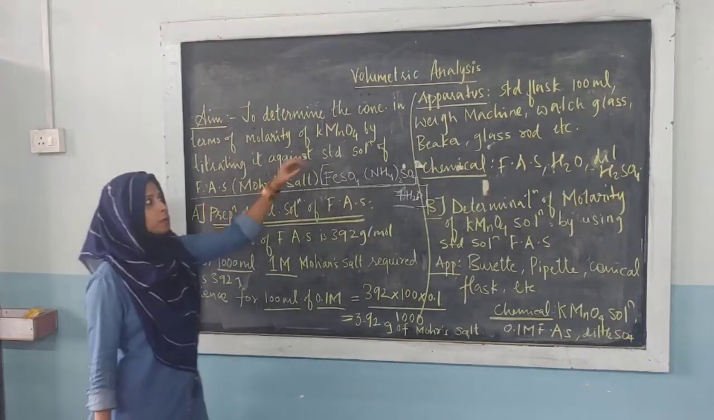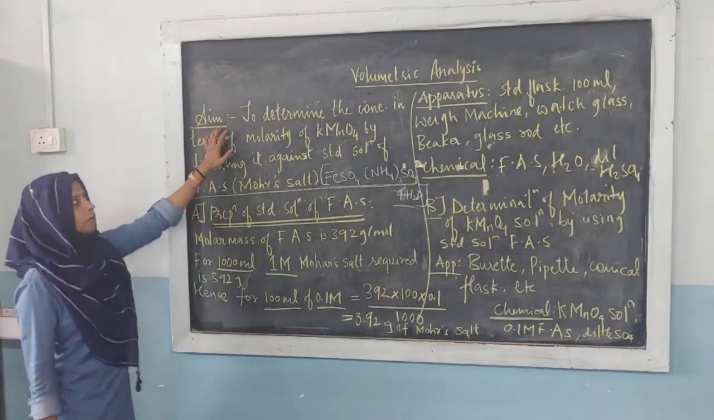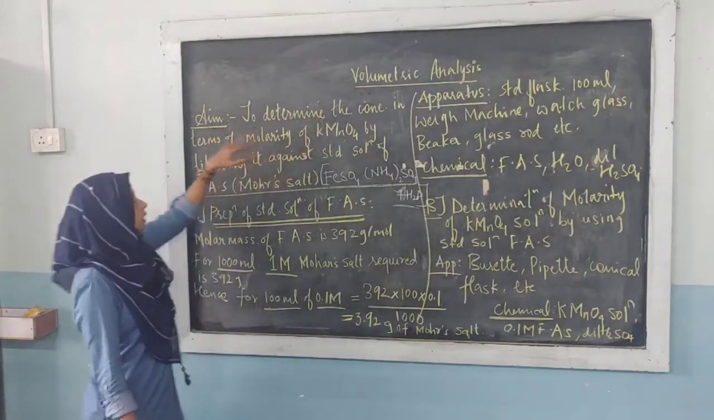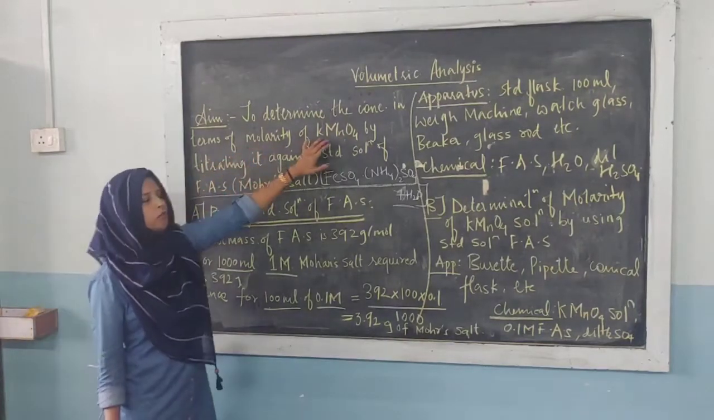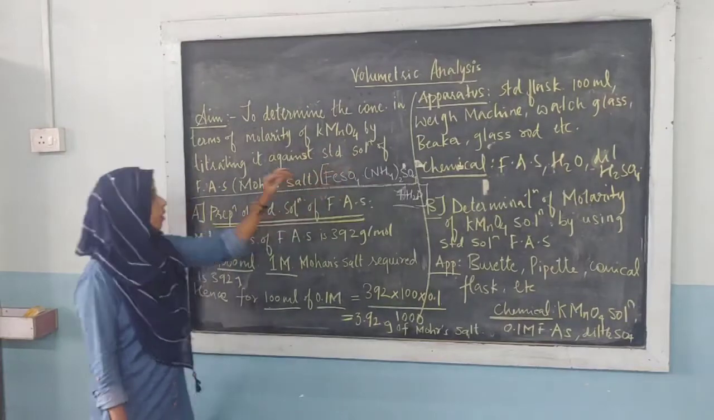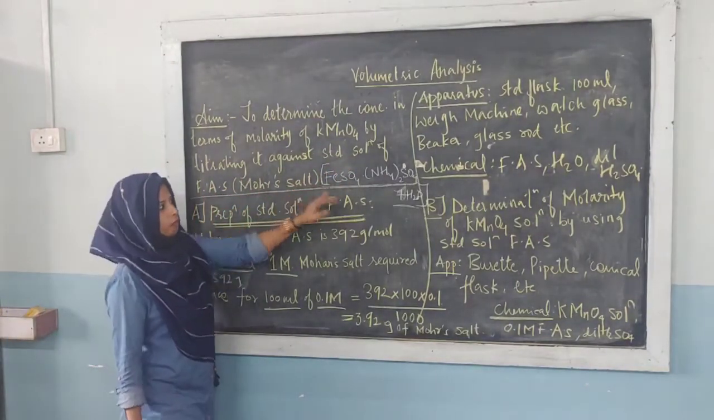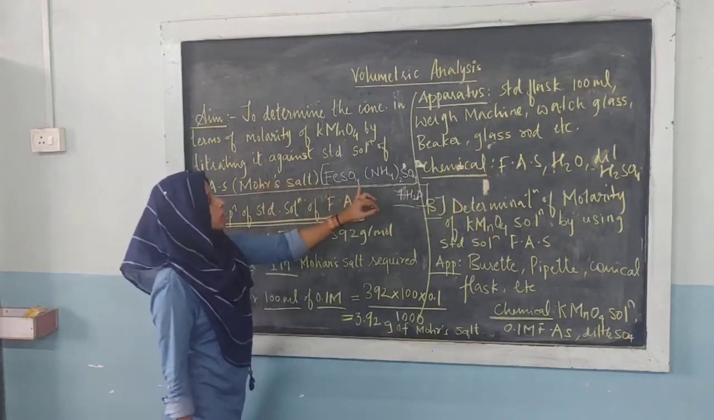Going to do volumetric experiment. In that we have the aim of experiment to determine the concentration in terms of molarity of KMnO4 by titrating it against the standard solution of ferrous ammonium sulfate, which is Mohr salt, and the molecular formula of Mohr salt is this.